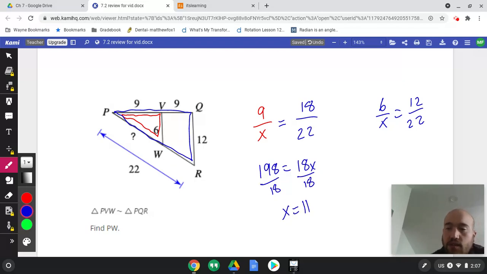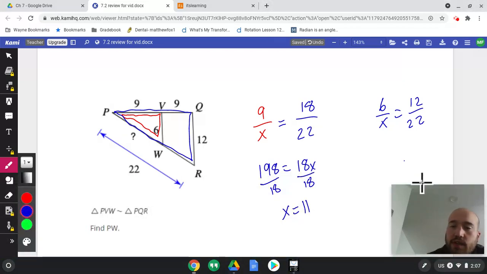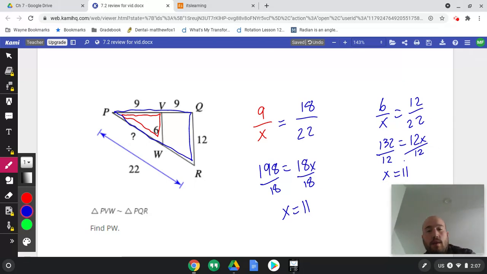Now just to show that that really works the other way too, if we go over here, multiply 6 times 22, it's going to give us 132. That equals 12x. We divide by 12, and once again, 132 divided by 12 will give us 11. So we get the same thing either way. So once again, if you've watched this video, you're good.